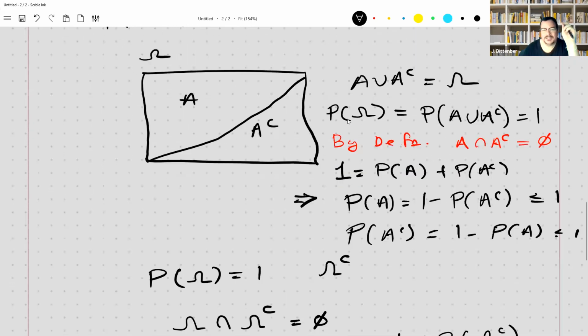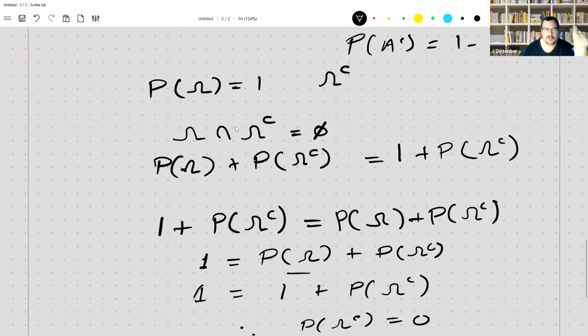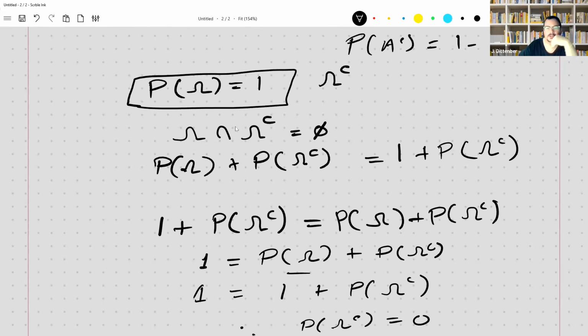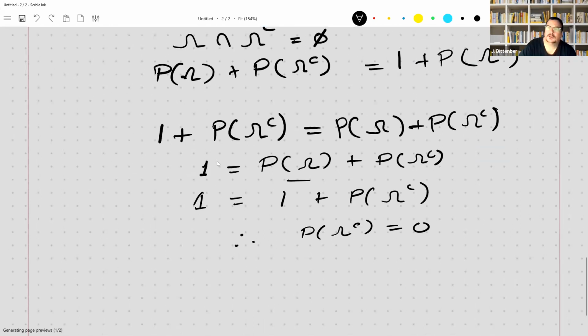So we know that the probability of omega is 1, and also that the union of these, so if I add them together, it has to be equal to 1, because that's basically the maximum number that it can be, right? And because that's the maximum number that it can be, and we know that this one's already 1, this one has to be 0.